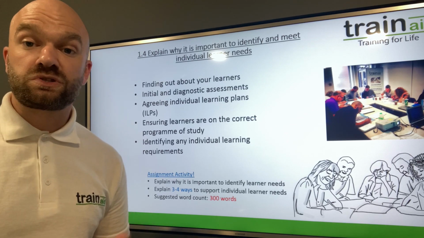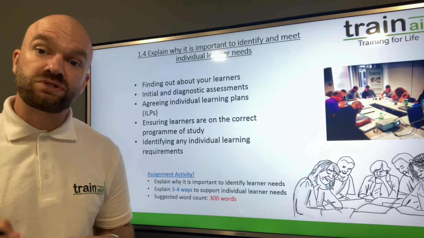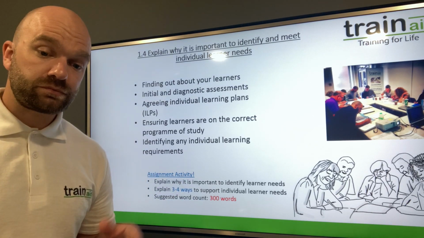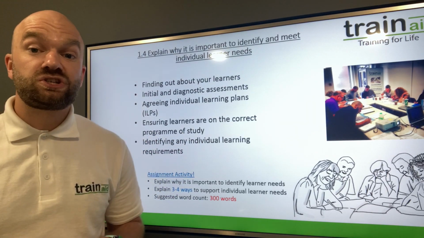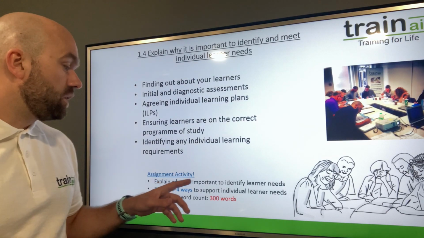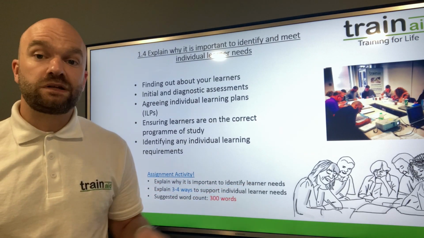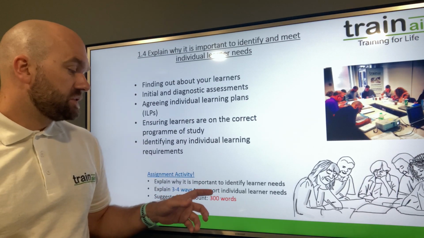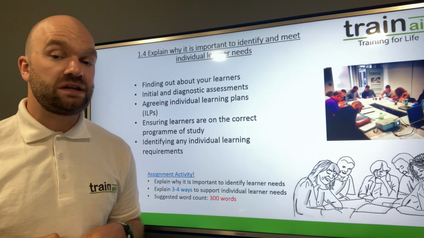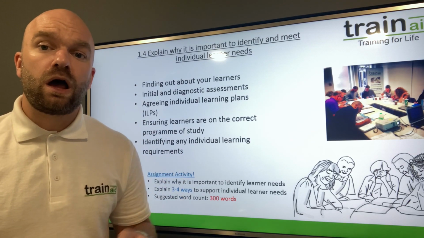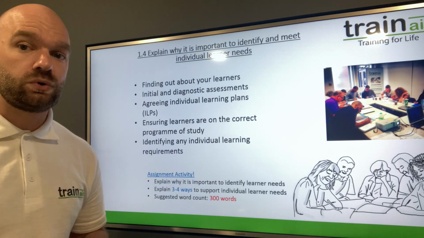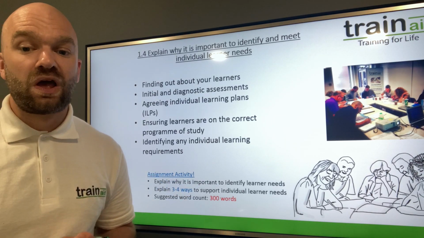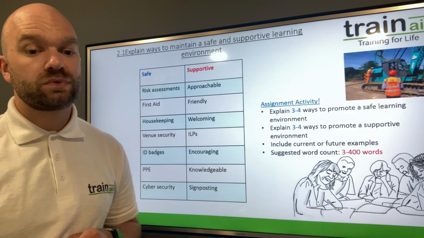Okay, perhaps they need some one-to-one support as well. So signposting can come into this question as well. In terms of answering this question, we would like for you to explain why it is important to identify learner needs. We'd also like for you to include 3 to 4 ways to support individual learner needs. So we want you to find out how you can cater for your learners. We're looking for 300 words as a minimum for this criteria.